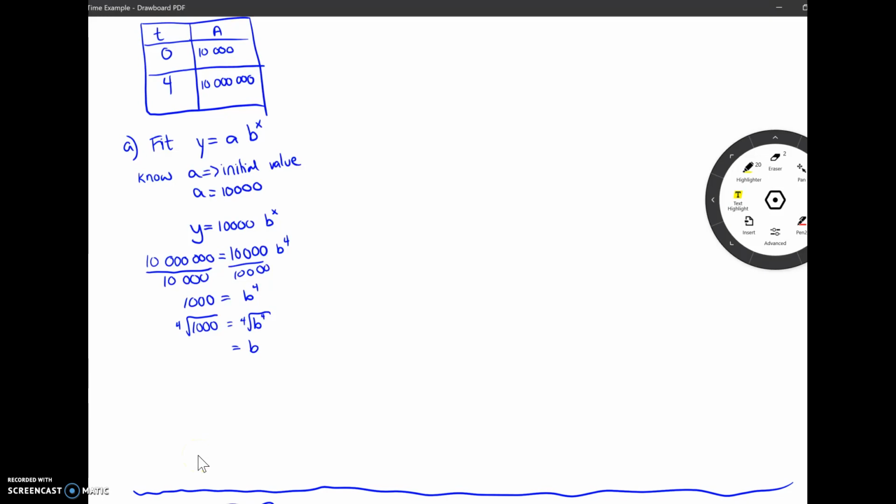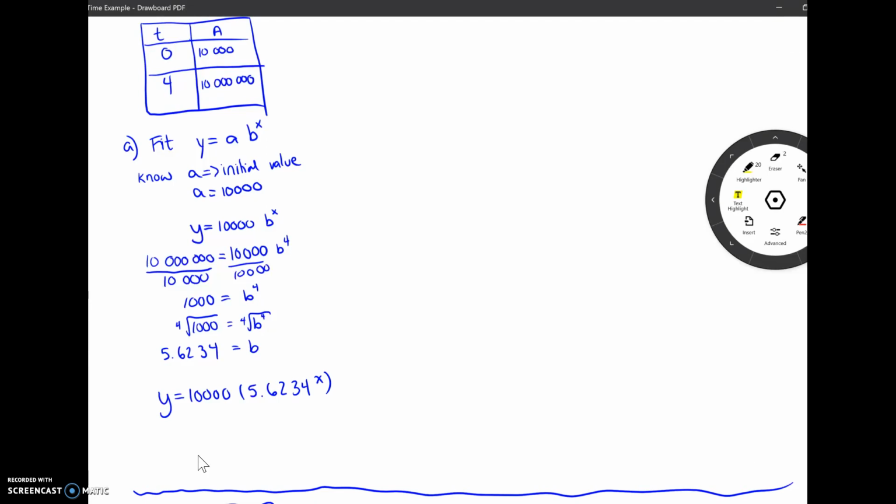well, that comes out to 5.623 and change. We'll keep it to 5 sig figs should be suitable. So that tells us that our equation that fits the data points is y is equal to 10,000 times 5.6234 to the power of x.